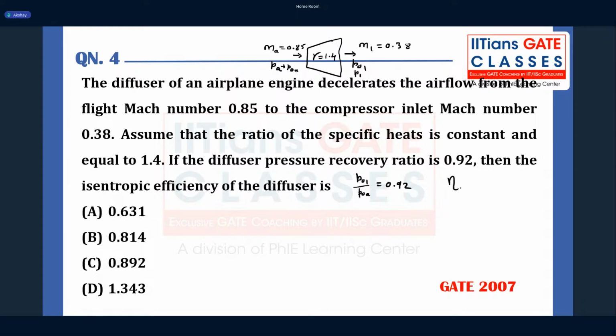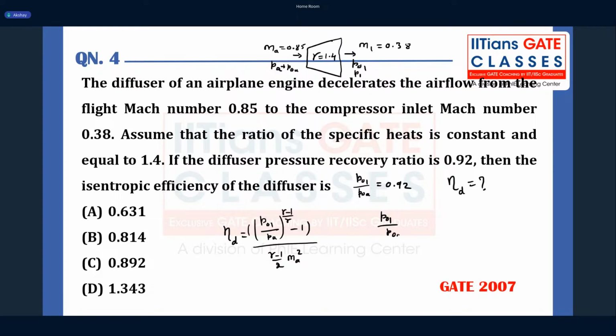They are asking what is the efficiency of the diffuser. We just derived that efficiency can be written as (P01 by PA to the power of gamma minus 1 by gamma minus 1) divided by (gamma minus 1 divided by 2 times MA square), right? So this is already given to us. MA is known, but we don't know what is the P01 by PA ratio. So how do we calculate that one? So I will calculate P01 by PA.